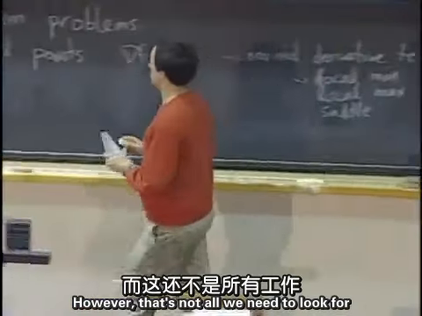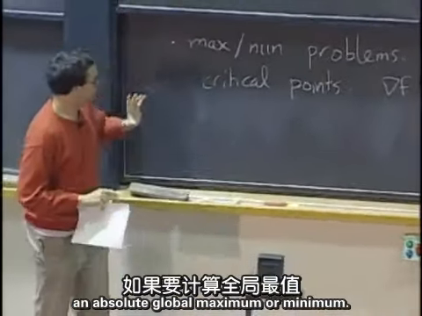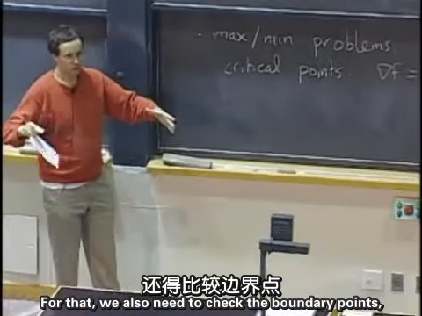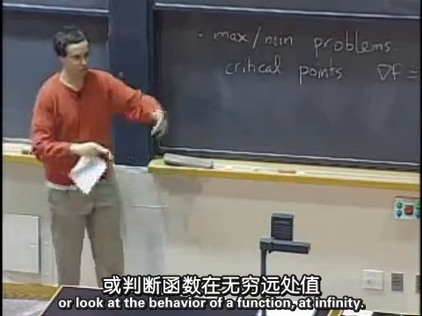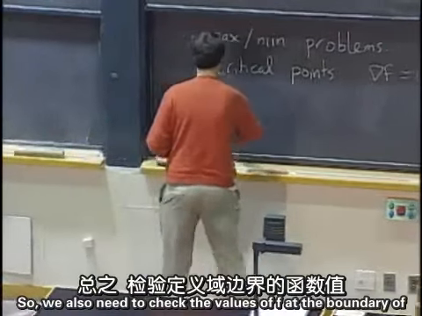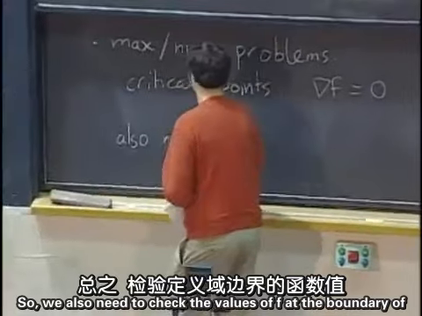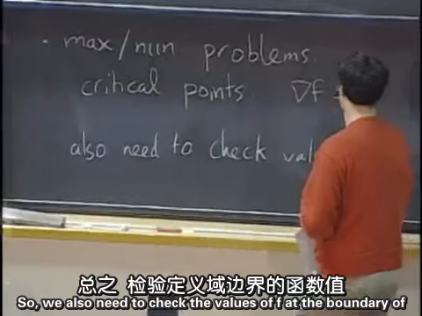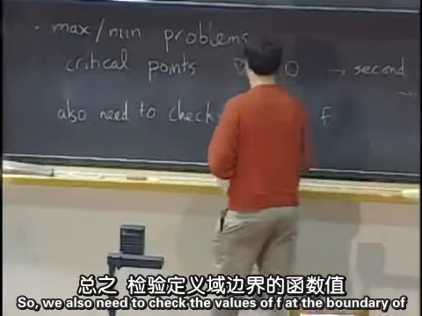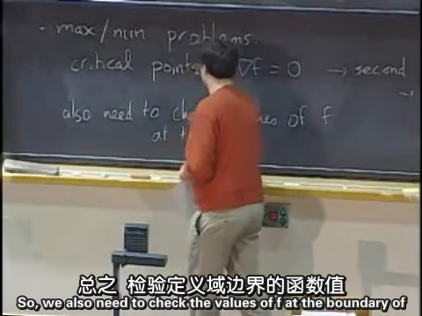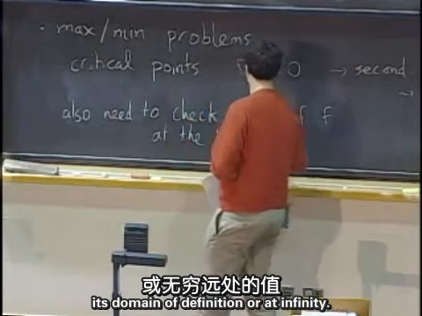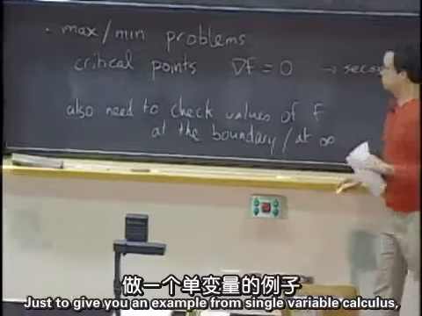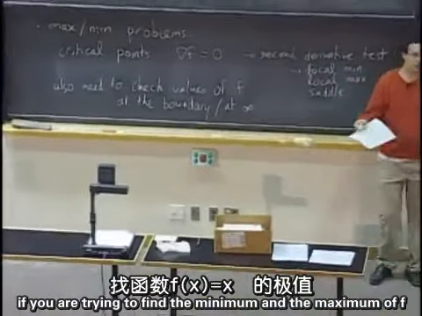However, that's not all we need to look for an absolute global maximum or minimum. For that, we also need to check the boundary points or look at the behavior of the function at infinity. So we also need to check the values of f at the boundary of its domain of definition or at infinity.